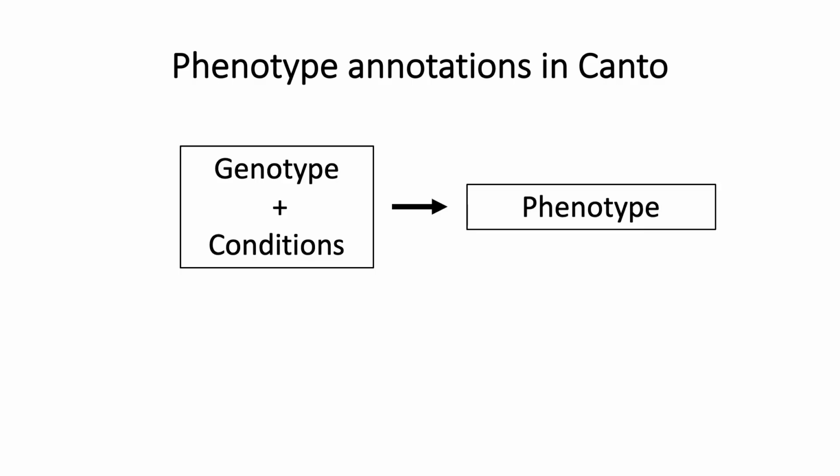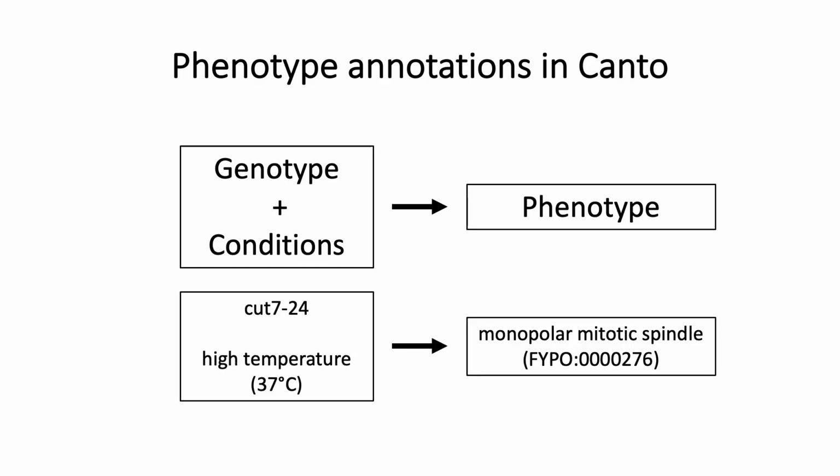In this video, we're going to learn how to make phenotype annotations using Canto. A phenotype annotation captures how a genotype and the conditions of an experiment lead to a given phenotype. For example, the mutant Cat7-24 at high temperature conditions displays a monopolar spindle phenotype.